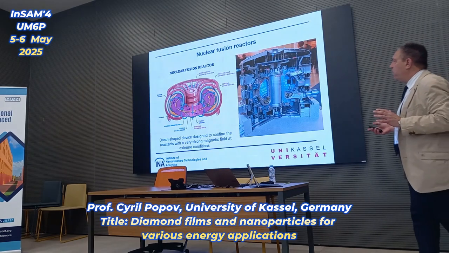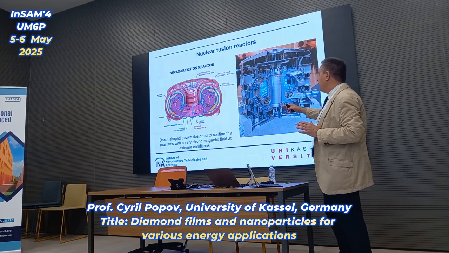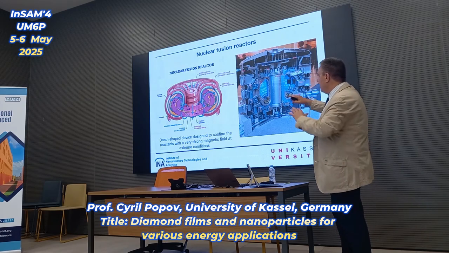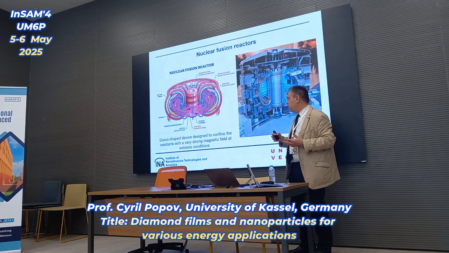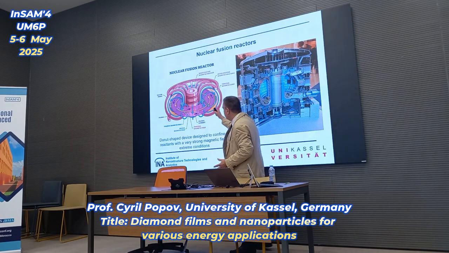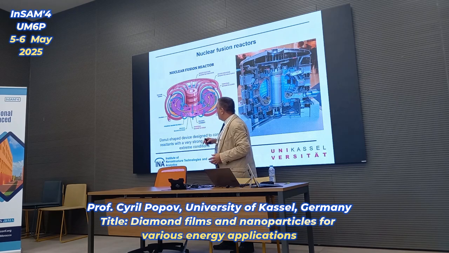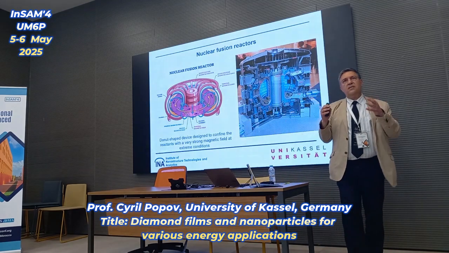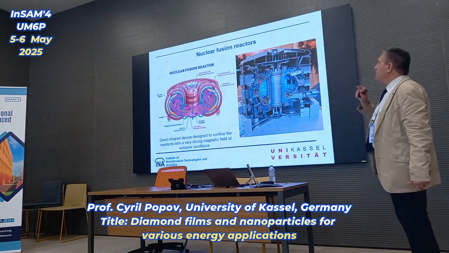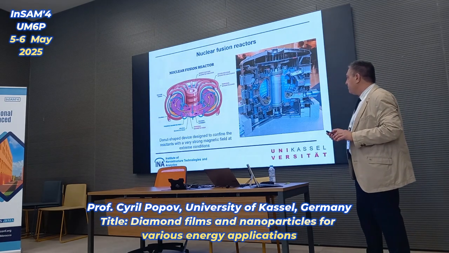This is only a part, to show you, for example, this donut-shaped device, which is designed to confine reactants, for example, deuterium and tritium, in very strong magnetic fields and under extreme conditions. So, very complex magnetic and electrical fields, plasma. This is, let's say, the heart of the nuclear fusion reactor. It looks much more complex.